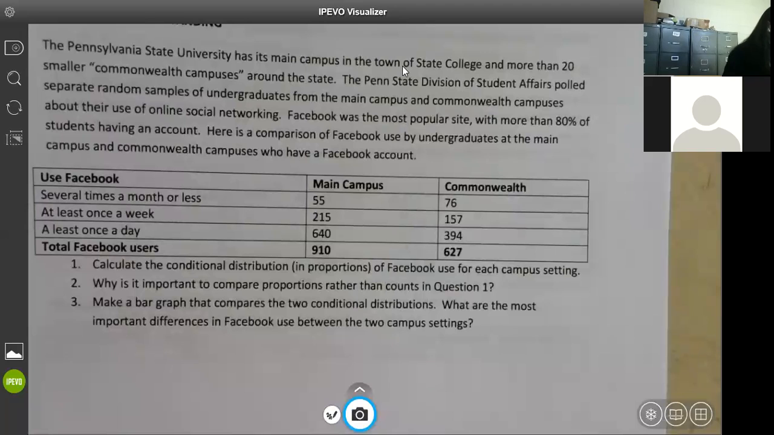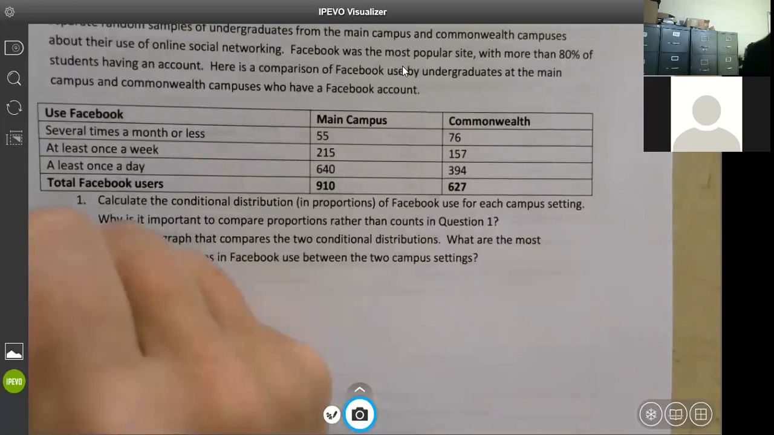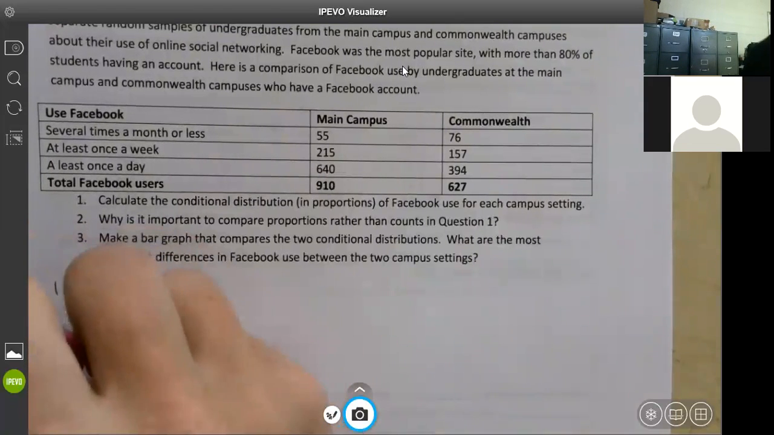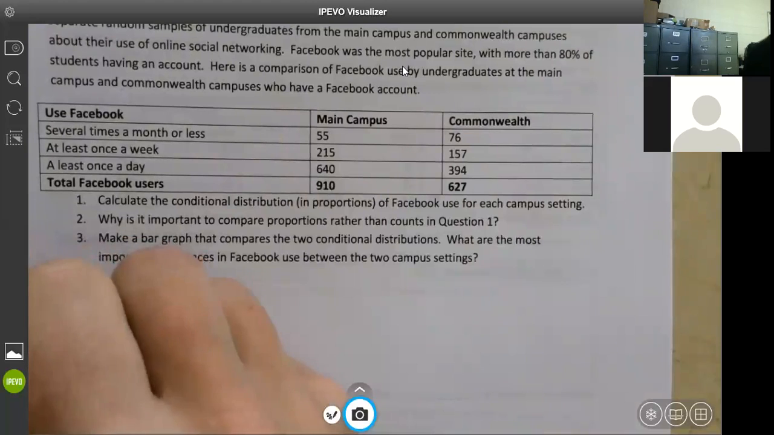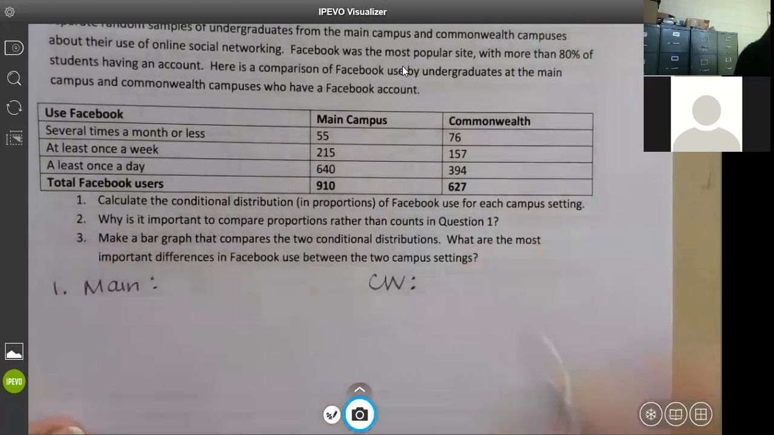Facebook was the most popular site with more than 80% of students having an account. Here's a comparison of Facebook use by undergraduates at the main campus and Commonwealth campuses who have a Facebook account. So calculate the conditional distribution and proportions of Facebook use for each campus setting. So that means we're going to do it for Main, and we're going to do it for Commonwealth.